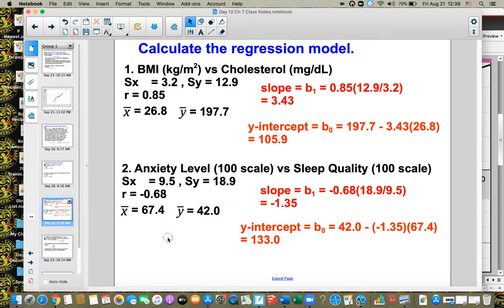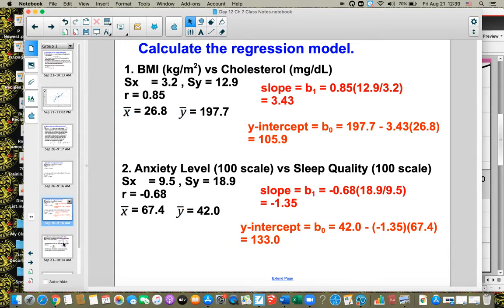Okay, so same thing here. You can see I took my R and my SY and my SX, got my slope, and then went ahead and used that slope along with the mean of my X's and mean of my Y's and got my y-intercept.